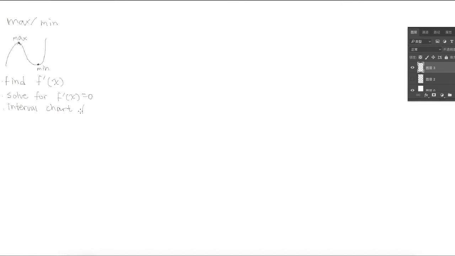So, in an interval chart, you're supposed to draw a line and put on those x's onto the interval chart from smallest to biggest. And now, you need to find a number that is to the left of x1, which means that it is smaller than x1. And then you need to find a number that's in between x1 and x2. Then you need to find a number that's bigger than x2.